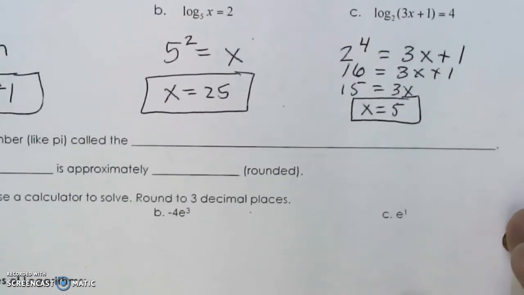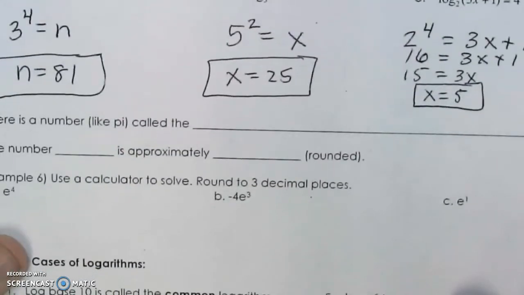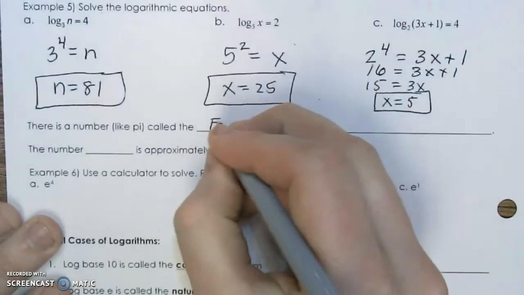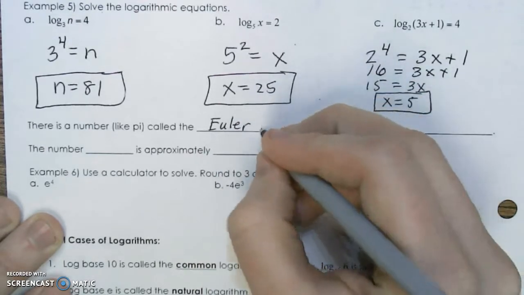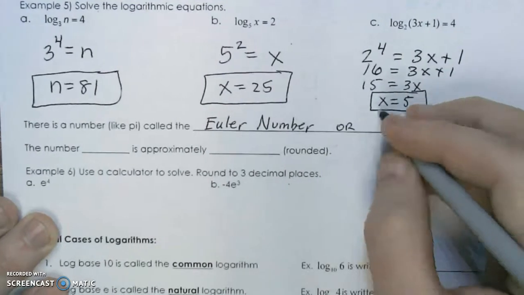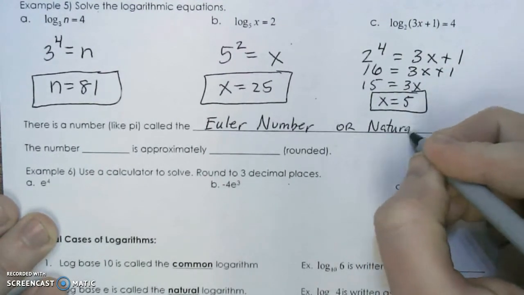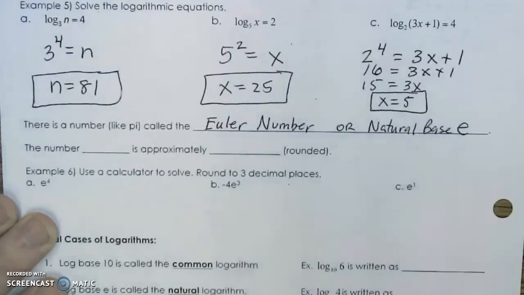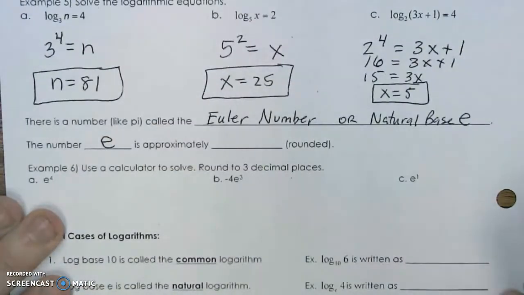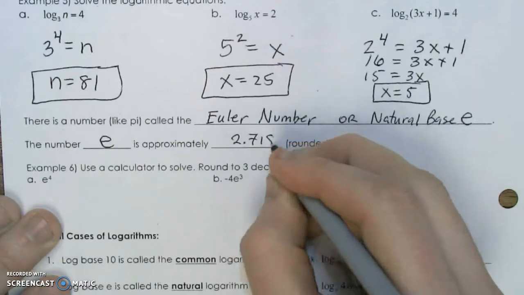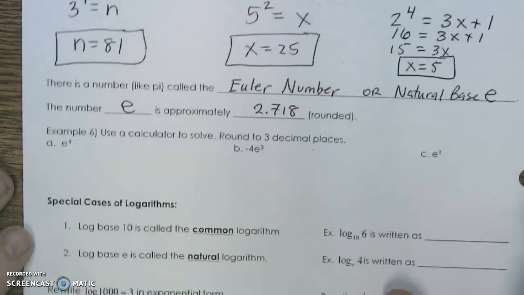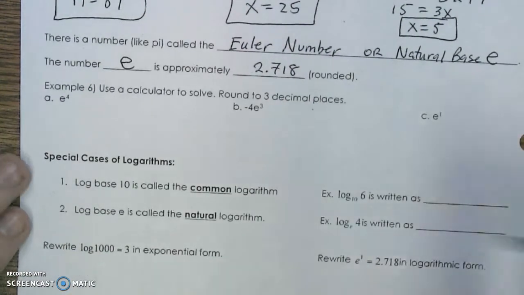As we're looking at logarithms and exponential functions, it's important to talk about a special number, which is very much like pi, and it's called the Euler number. Or you have sometimes heard of it as the natural base E. We use this a lot in science. The number E is approximately 2.718, just like pi is 3.14. So let's use a calculator to find the following expressions.